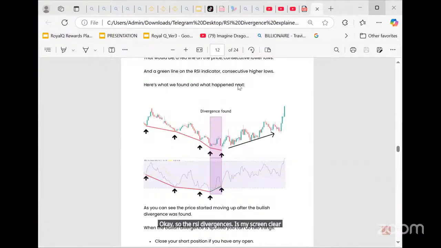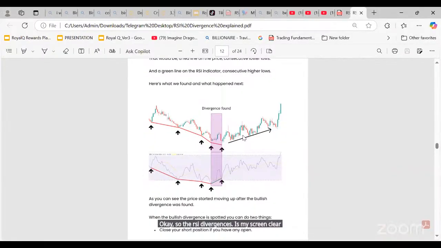Okay, so the RSI divergences. Is my screen clear? Let me know if my screen is visible.